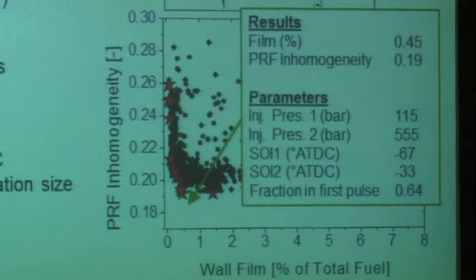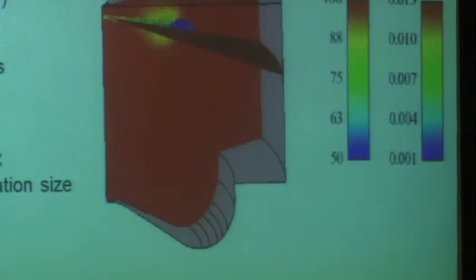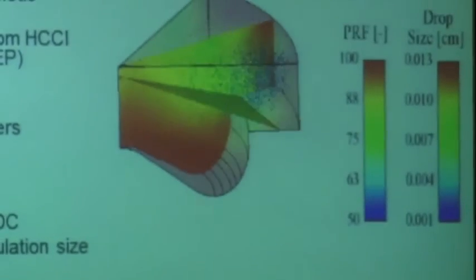Inhomogeneity of the PRF, by the way, was found from a least squares analysis of the PRF number across the combustion chamber. We found that an optimum injection timing would be 67 before top dead center for the first injection, 30 before top dead center for the second, and with about 60% of the diesel fuel in the first pulse. So this is what we came up with in the CFD.